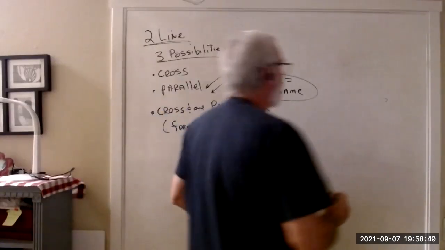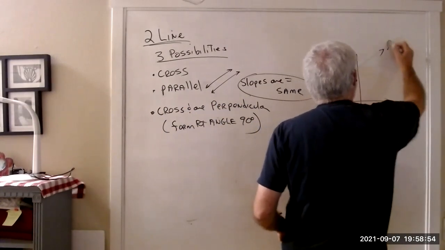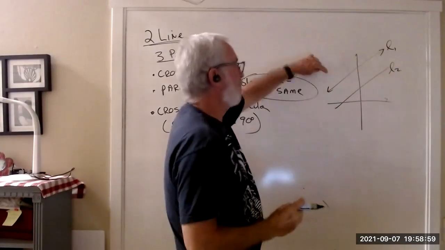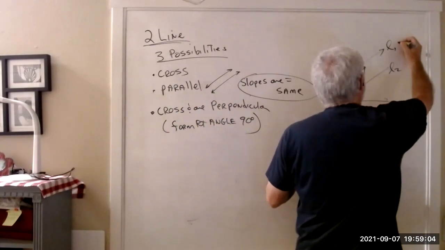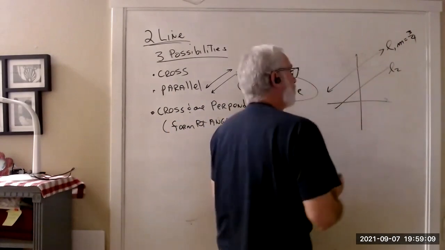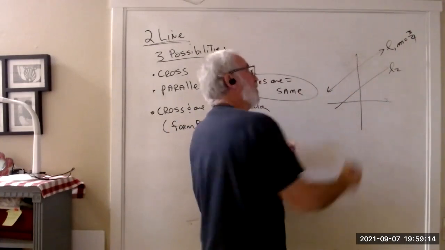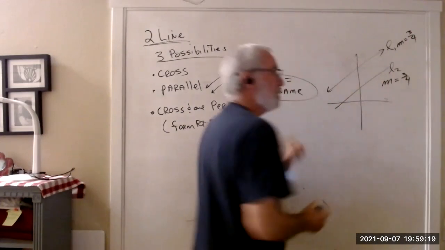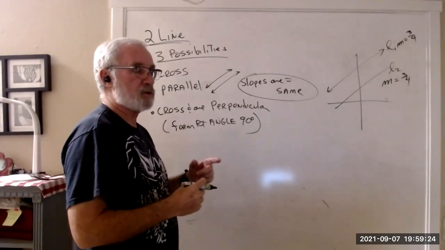So one of the things mom is going to give you in the homework is she's going to talk about line 1 and line number 2. Here's line number 1 and line number 2. And if line number 1 has a slope of 3/4, and I say they're parallel, then line number 2 must also have a slope of 3/4, because parallel lines have the same slope, always.